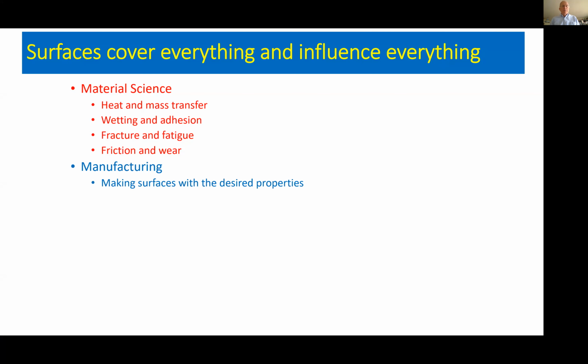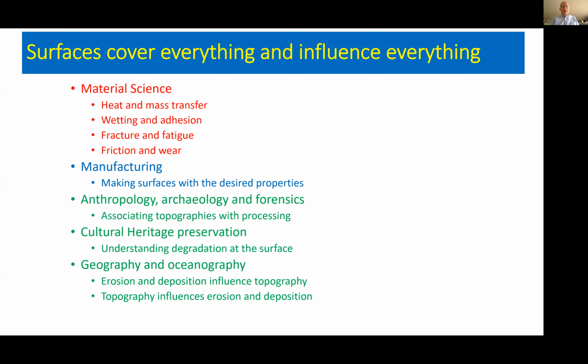And so we're stuck with dealing with the surface. The interactions take place at the surface, heat and mass transfer take place across the surface. In manufacturing, we would like to know how to make surfaces with desired properties, and that depends on the designer speccing the surface properly. And if we look at some of the other sciences like anthropology, archaeology, forensics, geography, oceanology, and I suppose we could throw in cultural heritage preservation as a kind of science, those all have important surfaces in them.